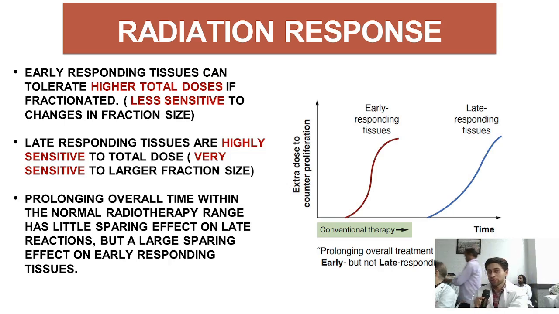If I'm changing the fraction schedules, and if I'm decreasing the schedule or increasing the dose, I'm going to affect the late responding tissues. In other words, prolonging overall treatment time spares the early tissue, because there's going to be no effect on that, but it's going to have a great effect on late responding tissue. So prolonging overall time within the normal radiotherapy range has little sparing effect on late reactions, but a large sparing effect on early responding tissues.